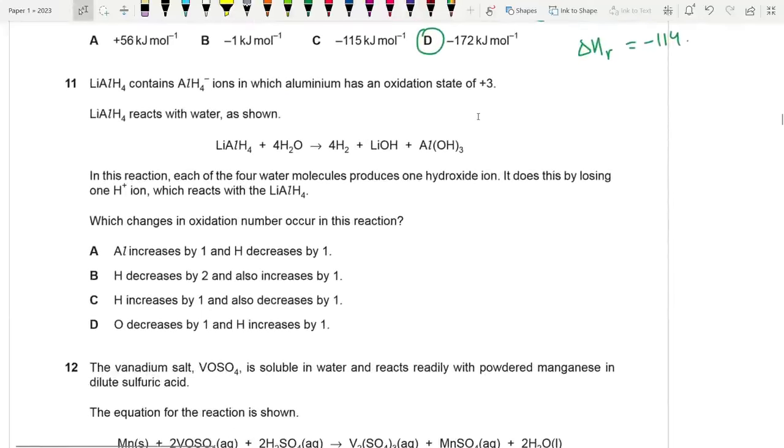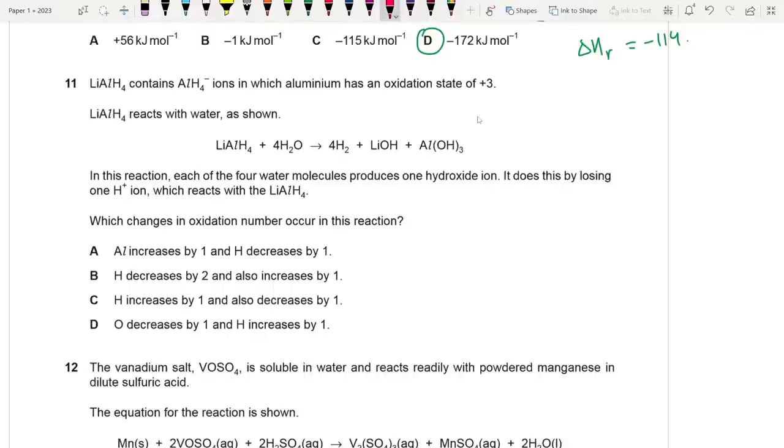Okay. Question number 11. LiAlH4 contains AlH4 minus ions in which aluminium has an oxidation state of +3. LiAlH4 reacts with water as shown. In this reaction, each of the 4 water molecules produces 1 hydroxide ion. It does this by losing 1 H plus ion, which reacts with the LiAlH4. Which changes in oxidation number occur in this reaction?